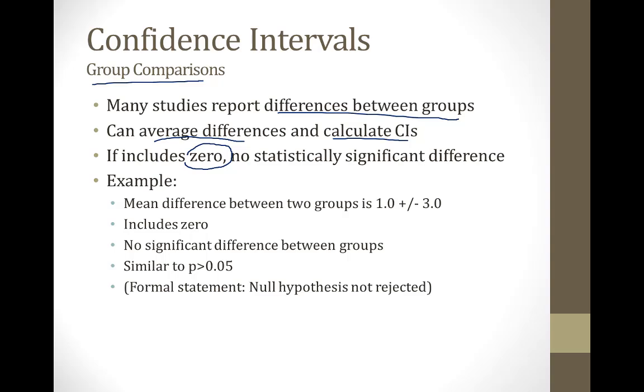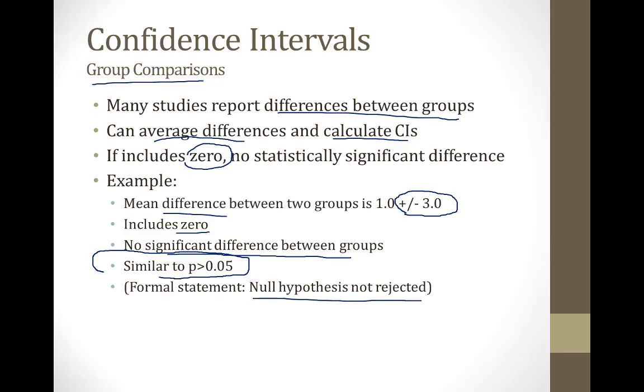Imagine that authors of a study reported the mean difference between two groups is 1 plus or minus 3.0. Plus or minus 3.0 from 1 includes the number 0. This means that there is no significant difference between the two groups. This is very similar to saying that the p-value is greater than 0.05, or the formal way to state this is the null hypothesis is not rejected. So remember that anytime you see confidence intervals around a mean, look to see whether it includes 0.